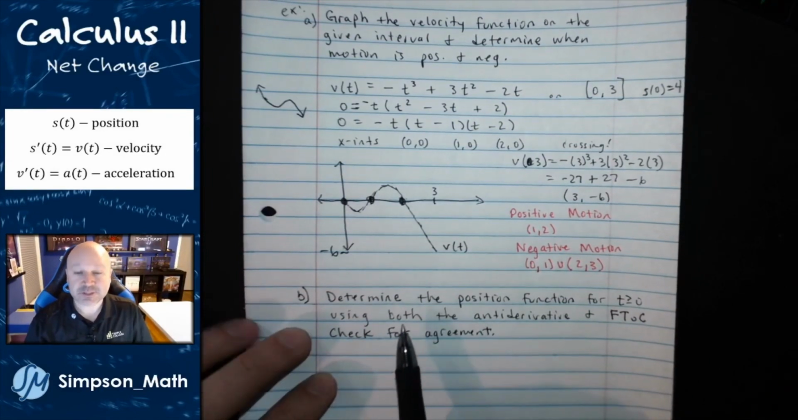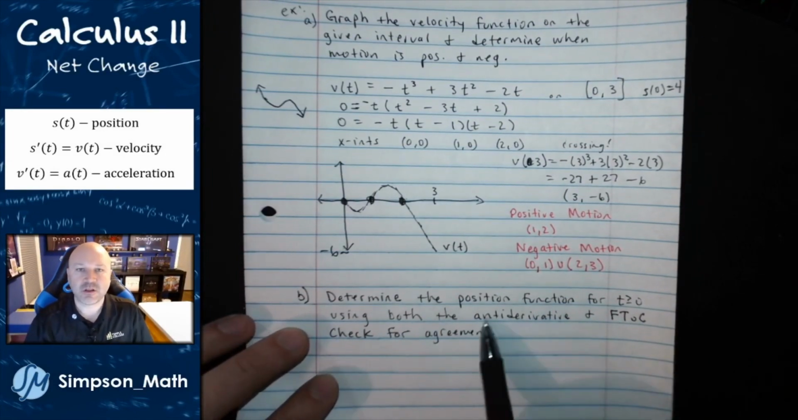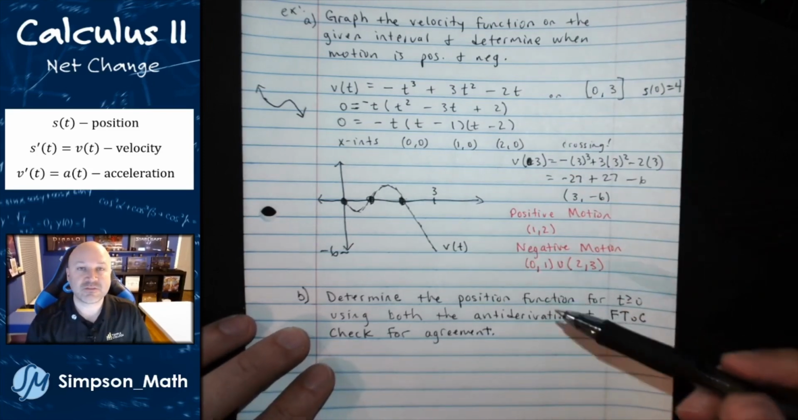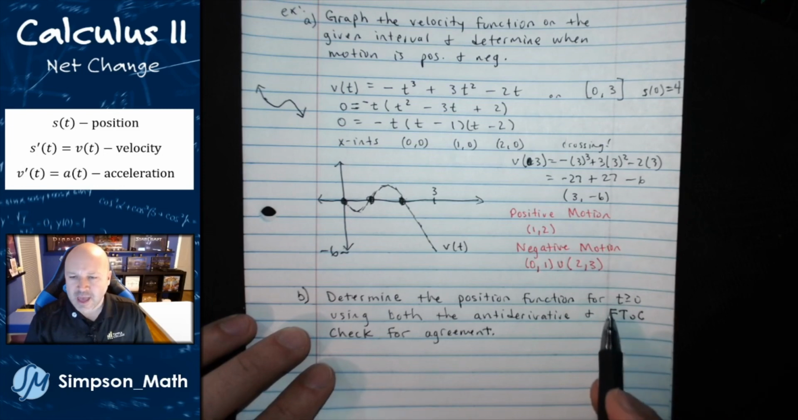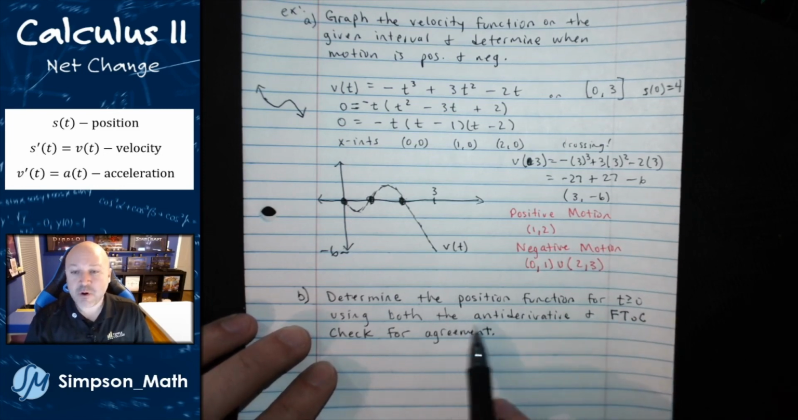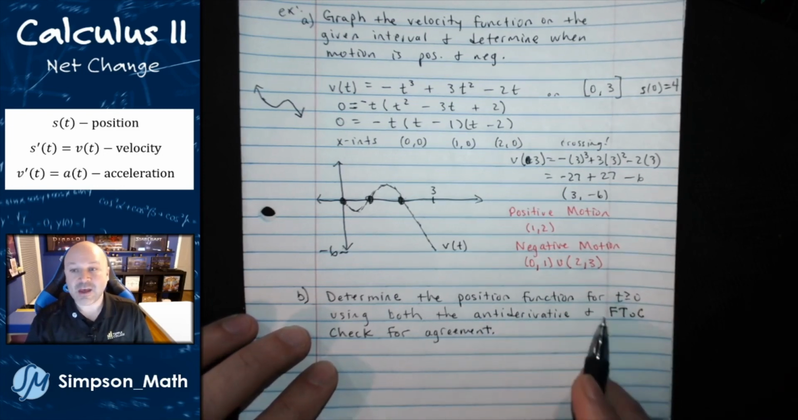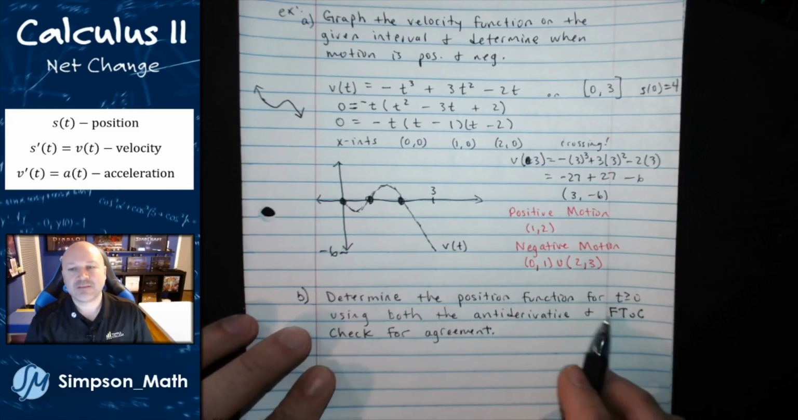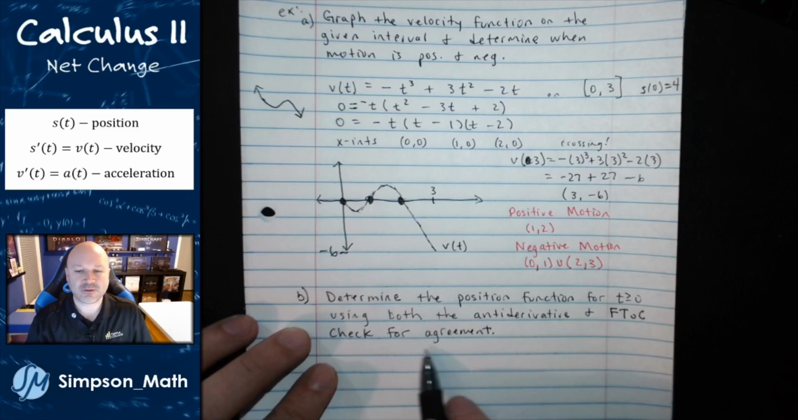Part B says determine the position function. So they gave us a velocity function and they want us to determine what the position function was. And they say use both an antiderivative and the fundamental theorem of calculus to do this. And since you're doing it two different ways, make sure those two answers are agreeing with each other.